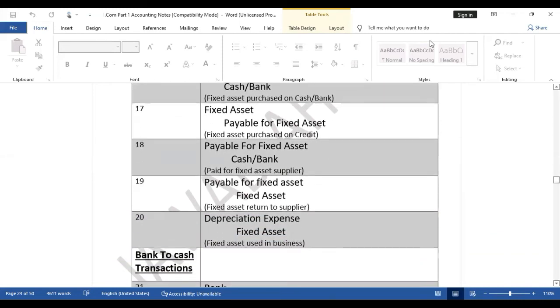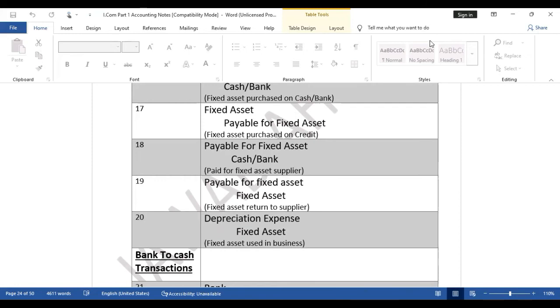If we return the fixed asset to the vendor, that is, we see that we do not want such fixed asset for our business due to any reason, for example, the fixed asset is not as per our intended need, then the return entry will be payable for fixed asset debit, fixed asset credit.